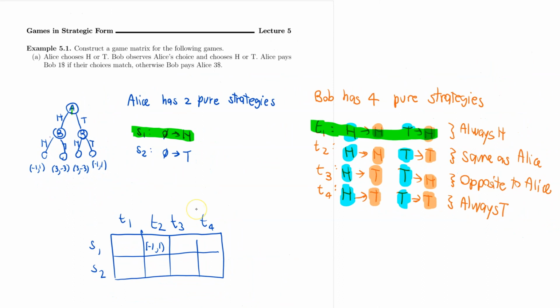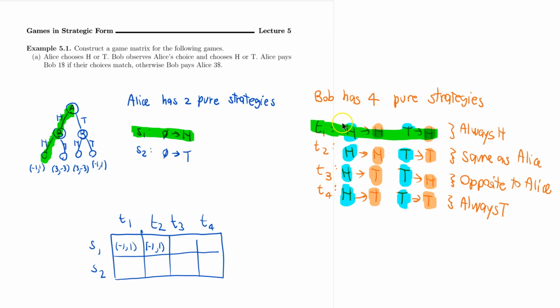Alice will choose head, and then Bob will always play head, so we will end up being here. Well, that's the same outcome that we have from earlier. So that means the payoff is going to be negative 1 and 1.